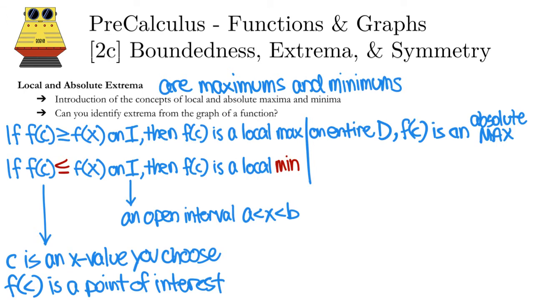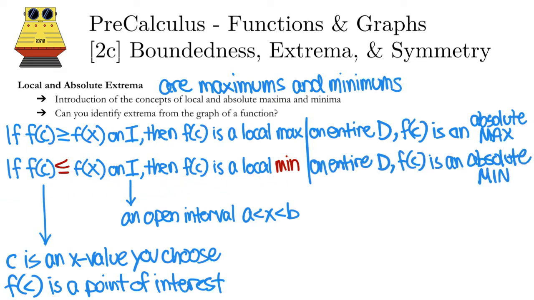Sorry. So for the second line, if f of c is less than or equal to f of x on I, if we say on the entire domain, then f of c is an absolute min. I did it again. I widened the interval to include the entire domain so that I could say, well, if I find a min on the entire domain and it's the smallest min, it's the lowest min on the entire graph, then we call that the absolute min.